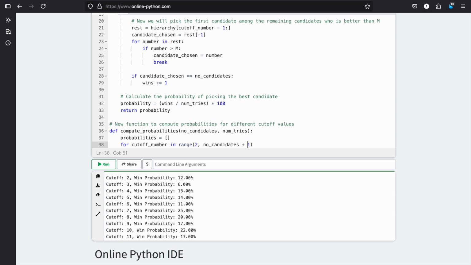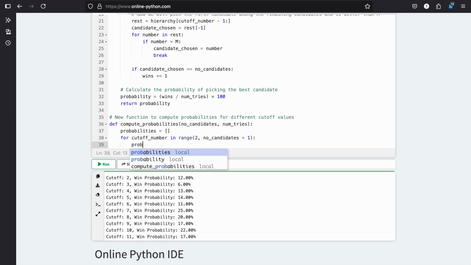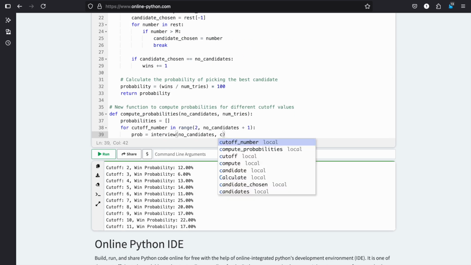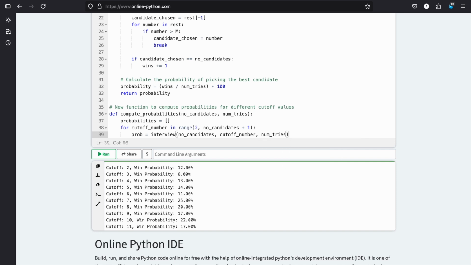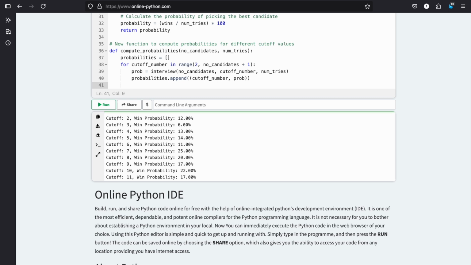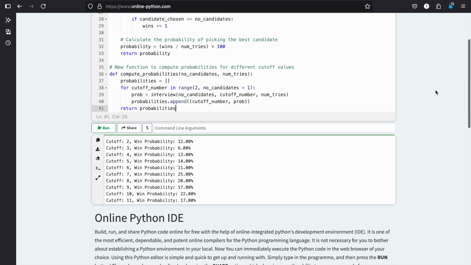So number of candidates plus 1, and we're going to create this prob list of probabilities that we're going to append to the array of probabilities, equal to interview with no candidates, cut off number, num tries. There we go. And now we're going to append this prob to probabilities. So we're going to append cut off number and prob, and we're just going to return the probabilities. So this array, we'll return so that we can actually access it outside the function.